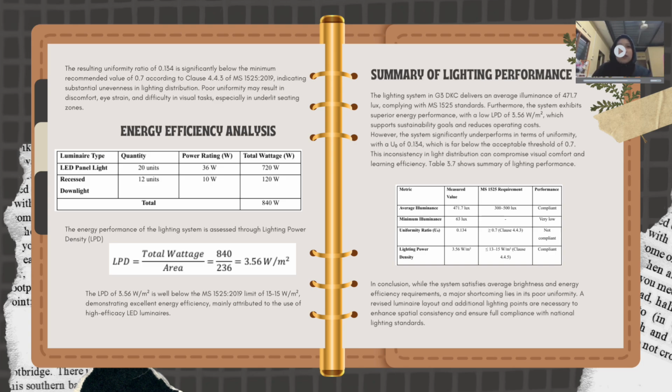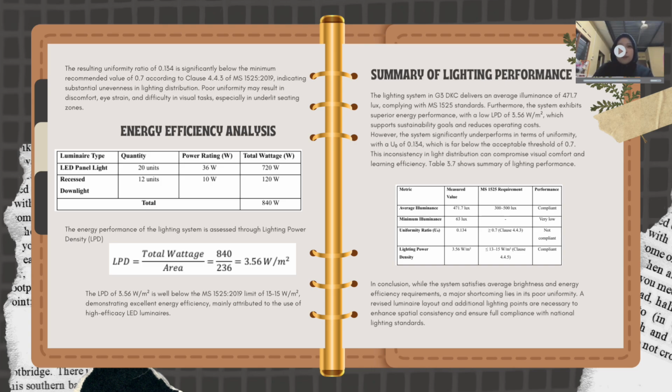This table shows the summary of the lighting performance. The average illuminance is 471.7 lux, and the MS requirement is 300 to 500 lux, so the performance is compliant. The minimum illuminance is very low. The uniformity ratio is not compliant because the measured value is 0.134, while the requirement is more than 0.7. For the lighting power, we got 3.56 watts per meter square, while the requirement is between 13 to 15, so it's compliant.